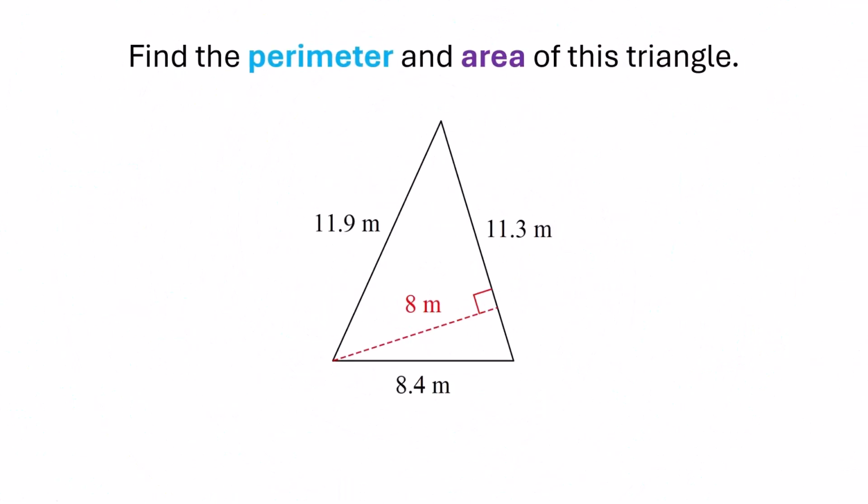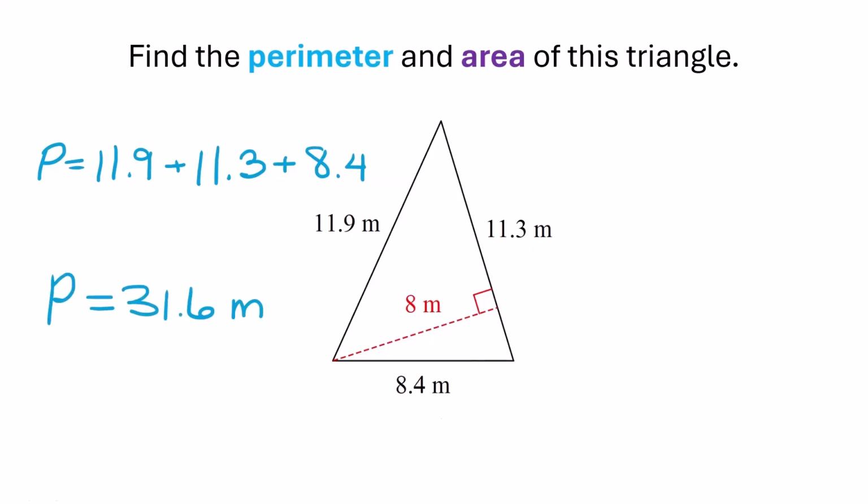All right, let's do it again. The perimeter of this one will be adding up all of the sides, these three right here, and we end up with 31.6 meters.